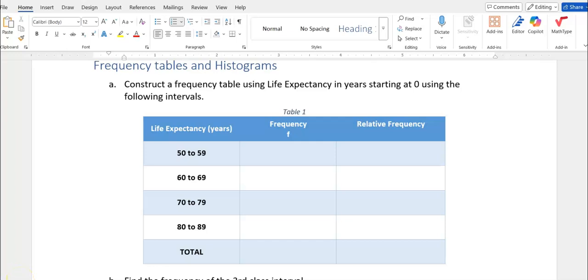Welcome to Frequency Tables and Histogram. We're going to construct a frequency table using the Global Healthcare Data Set, the life expectancy column. Our life expectancy starts from 50 to 59, then 60 to 69, etc. So in order to bin these intervals, let's start in StatCrunch.